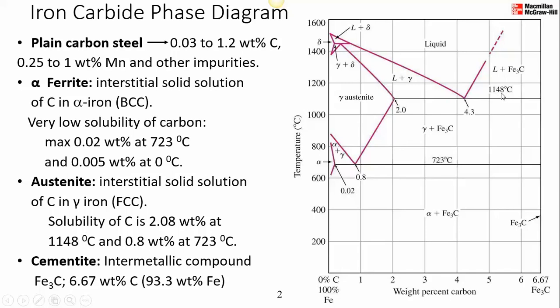Below the temperature of 1148 degrees Celsius, in this region we observe austenite, gamma, and cementite, iron carbide. Whereas below 723 degrees Celsius, we observe a mixture of alpha ferrite and cementite, that is iron carbide.